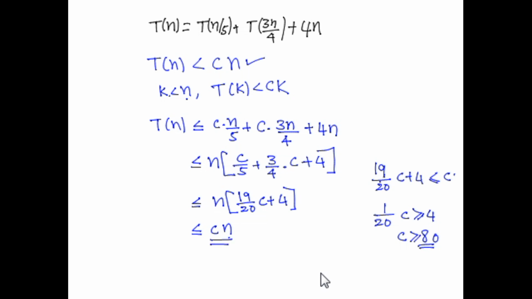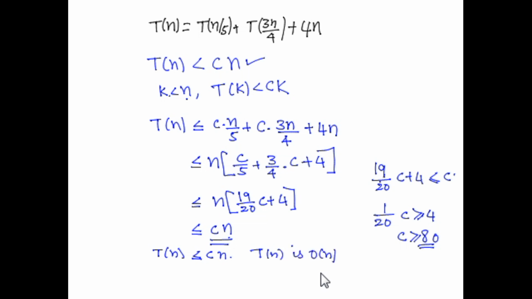So what we have proved here is that by induction, if c is greater than 80, then T of n will be smaller than c times n for large values of n. This implies that T of n is O of n.